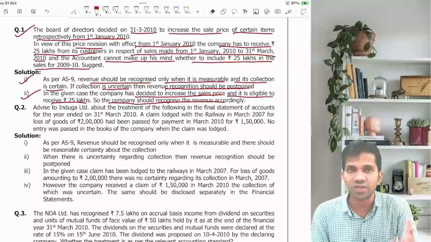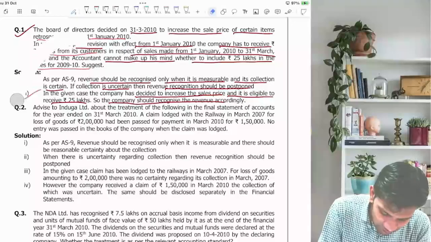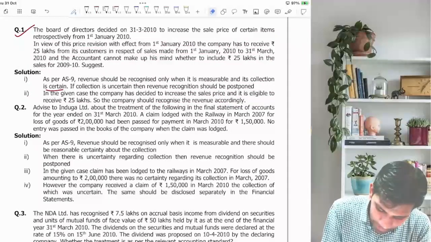Such a question can be asked for 4 to 5 marks. Let's go ahead for the next question. I'll clear this first. Question number 1 over.